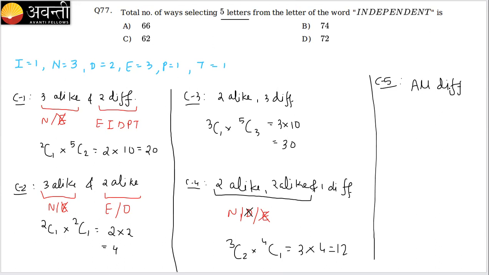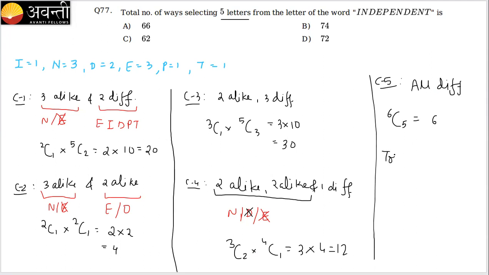All are different. Right. So in all different we have 1, 2, 3, 4, 5, 6 total letters. So out of these 6 total letters, we need to select 5. So that means 6C5, which is equal to 6.